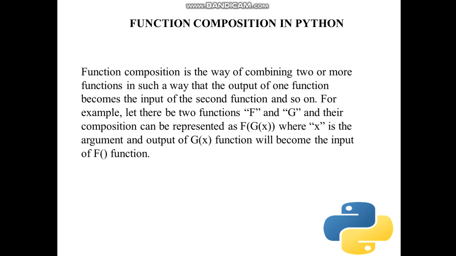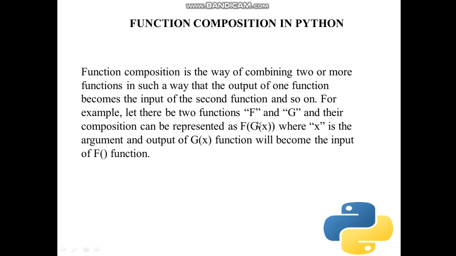Next topic is function composition in Python. Function composition is the way of combining two or more functions in such a way that the output of one function becomes the input of the second function and so on. For example, let there be two functions f and g, and their composition can be represented as f of g of x, where x is the argument and the output of g of x will become the input of the f function.